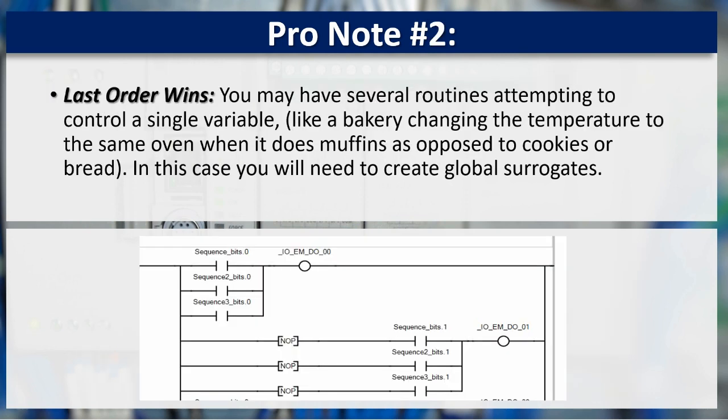Pro note number 2, last order wins. You may have several routines attempting to control a single variable, like a bakery changing the temperature to the same oven when it does muffins as opposed to cookies or bread. In this case, you will need to create some global surrogates.